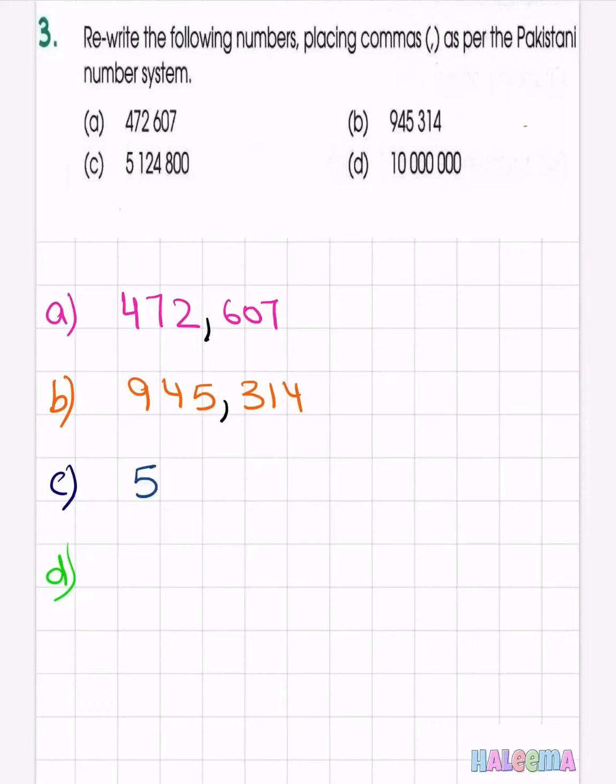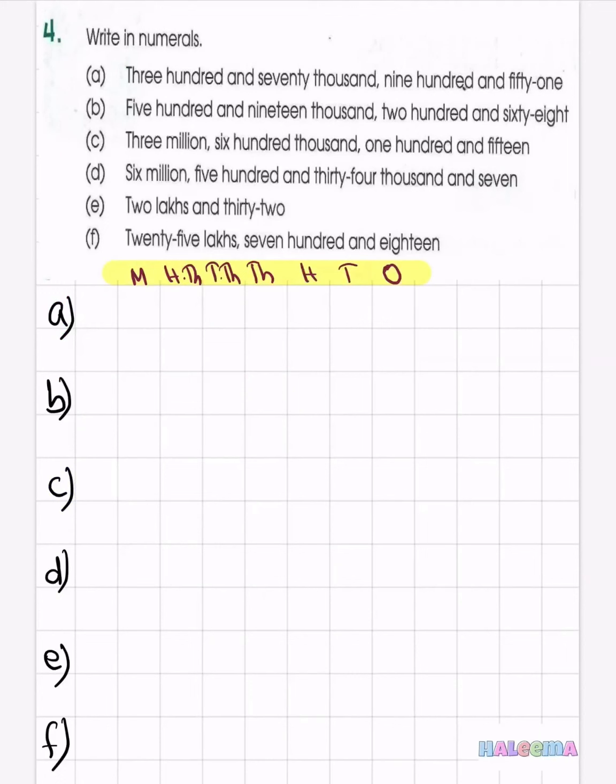5 million, comma, 124,000, comma, 800. Now let's do part D. It's 10 million. A million has 6 zeros. Remember, if you add 10 to it, it becomes 10 million. Before solving anything, remember the place value chart.